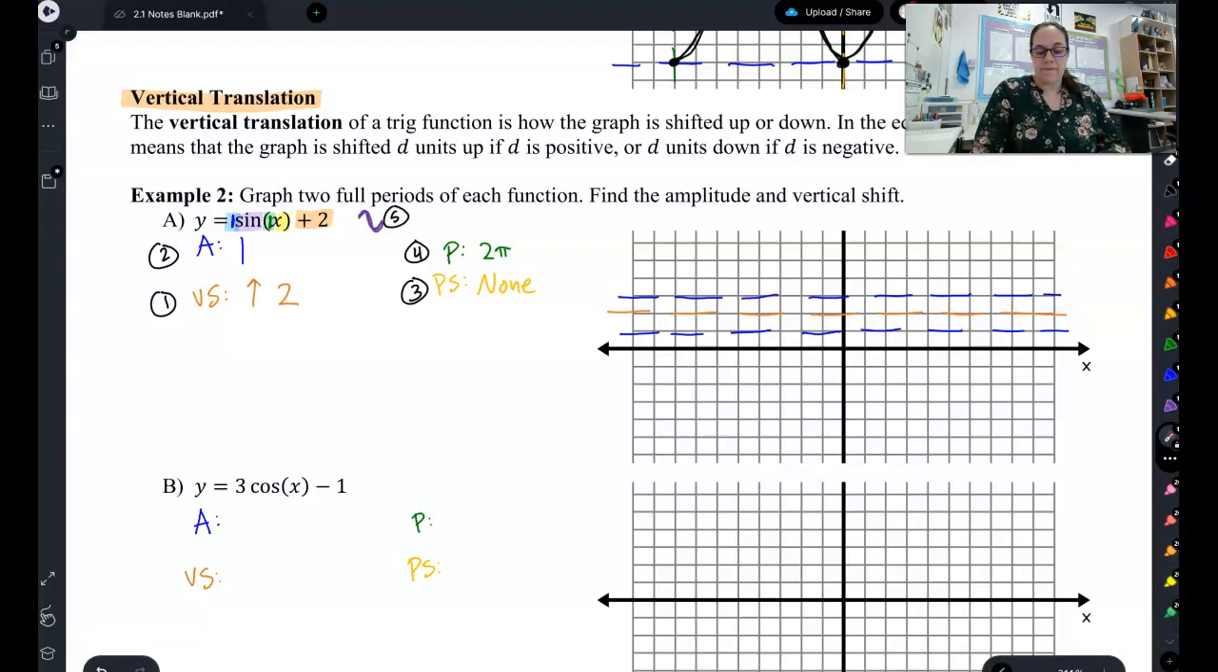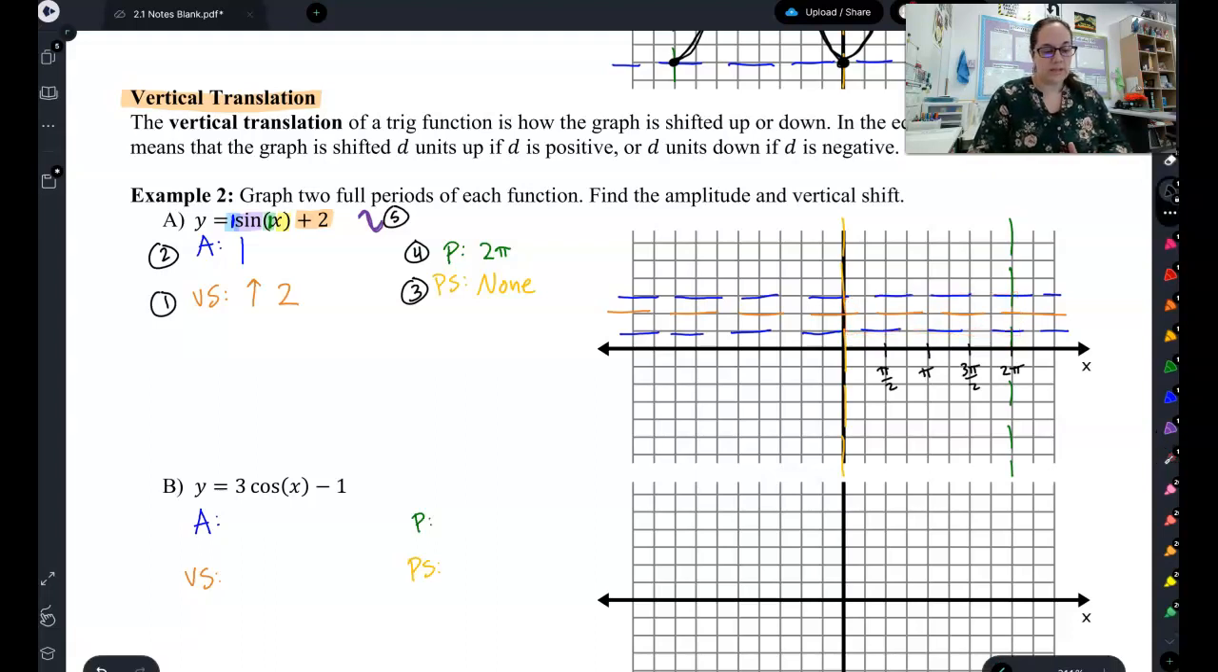Step 3 is my phase shift. I don't have that this time, so that stays on the y-axis. And my period is still 2 pi. So I'll do that the same as last time. Make sure that it's 2 pi long. And now I've created my boundary boxes. So I just need my sine wave to fit in that box.